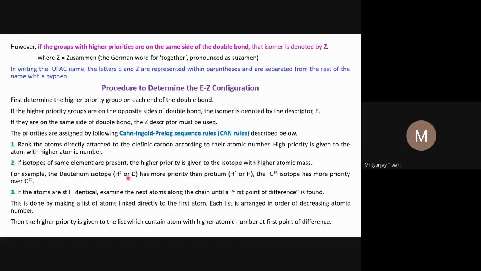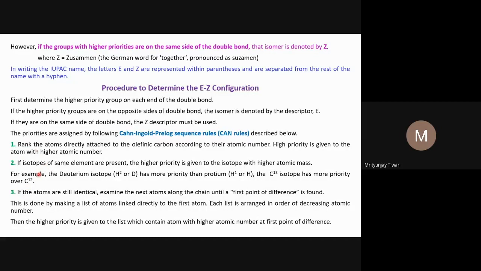So if hydrogen and deuterium are attached to the same olefinic carbon atom, then deuterium will be given higher priority than the hydrogen atom, the protium. Protium is the hydrogen-1 isotope, and deuterium is the hydrogen-2 isotope. Similarly, if carbon-13 and carbon-12 isotopes are connected, carbon-13 will be given higher priority over carbon-12. Even for the isotopes of phosphorus, 31 and 30, phosphorus-31 will be given more priority over phosphorus-30. All kinds of examples you can see.